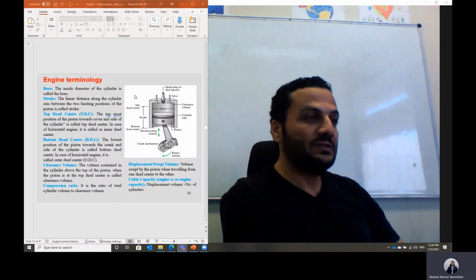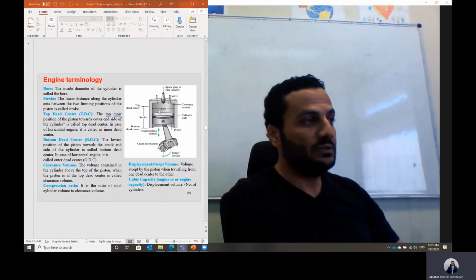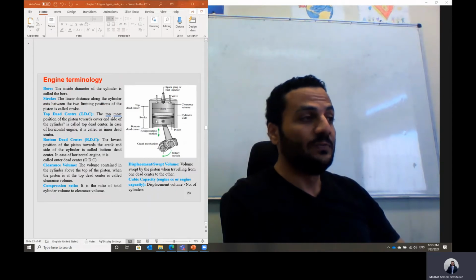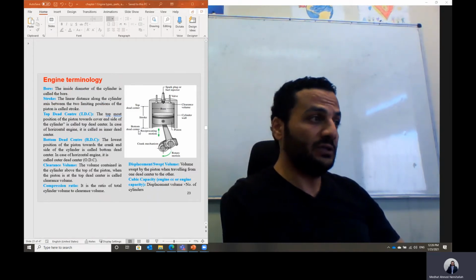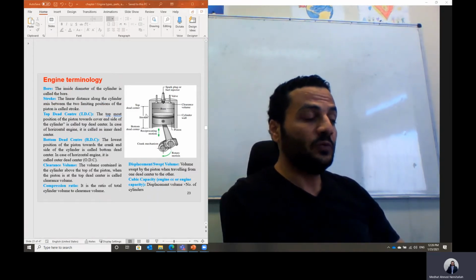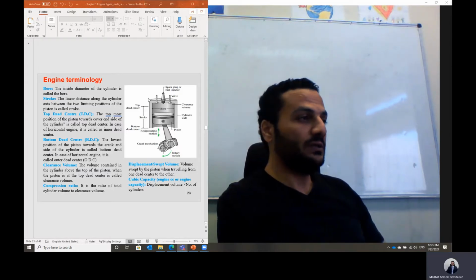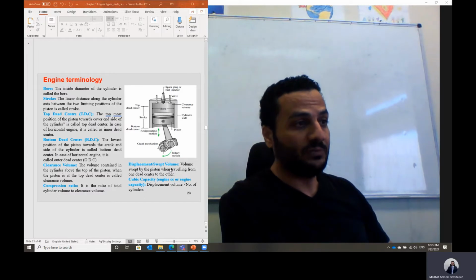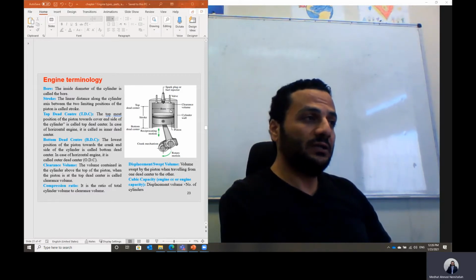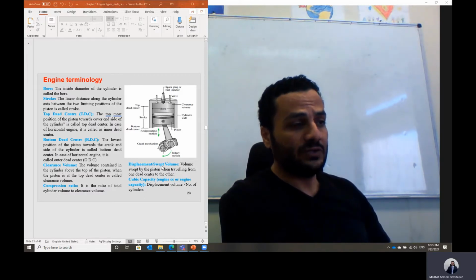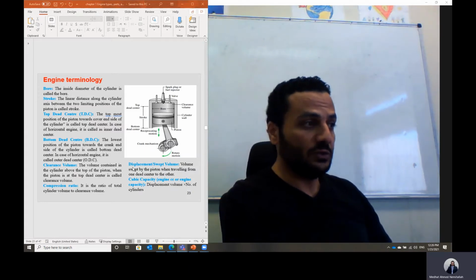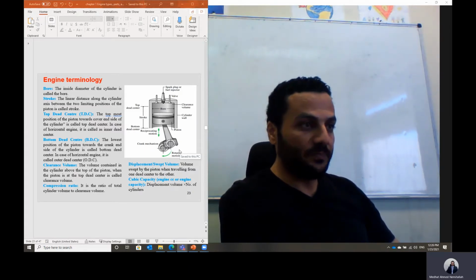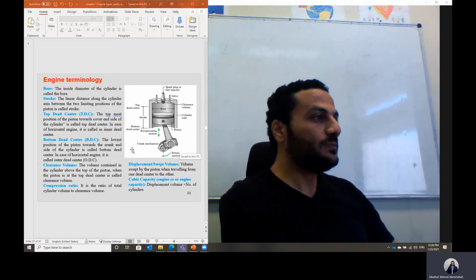We also gave an insight about engine terminology: the engine bore, which is the diameter of the piston, and the stroke, which is the distance the piston travels from the bottom dead center, the lowest point inside the cylinder, up to the top dead center. And we defined the displacement volume. When we multiply it for one cylinder by the number of cylinders for a given engine, we get what we call the cubic capacity, or the engine CC, as you know in the case of cars.